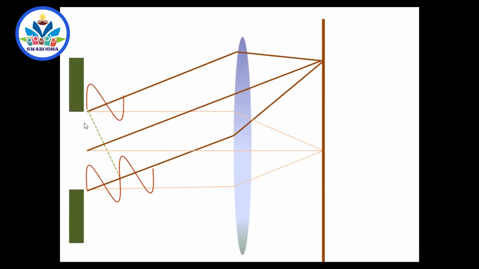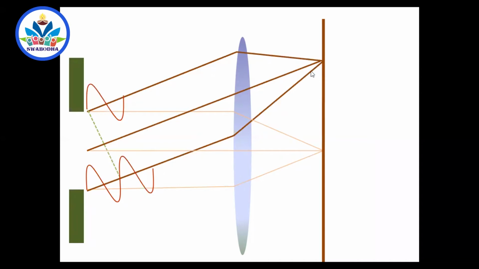If this angle is theta here, remember it. If this is theta, then this extra path is A sin theta, where A is the width of the slit. And you get sin theta here as opposite side divided by the hypotenuse, because this is 90 degrees. So A sin theta is equal to the path difference, this one. If A sin theta is equal to 1 lambda, what will be the condition here?